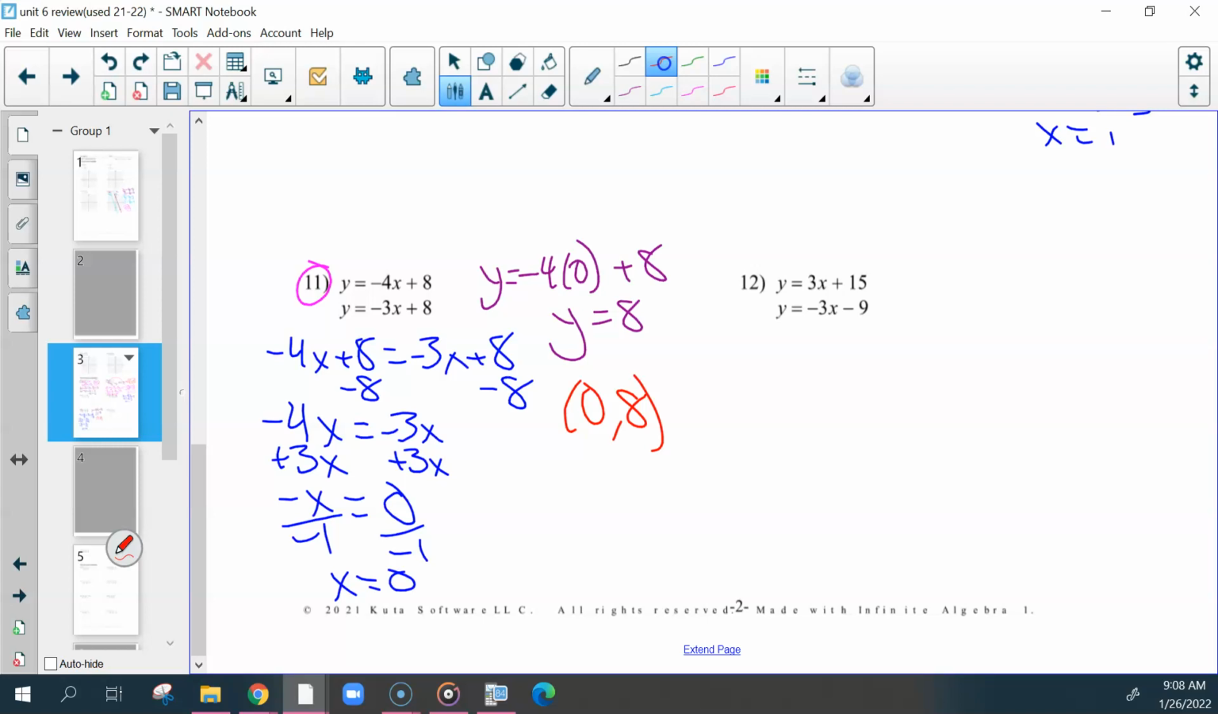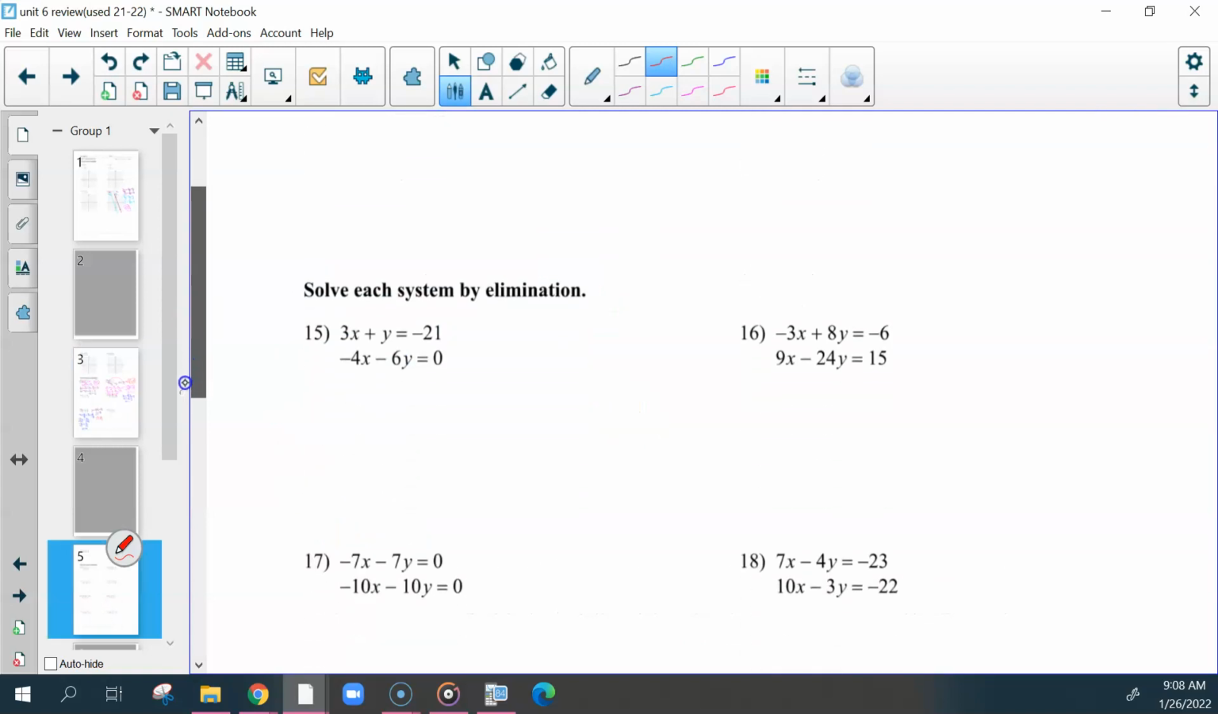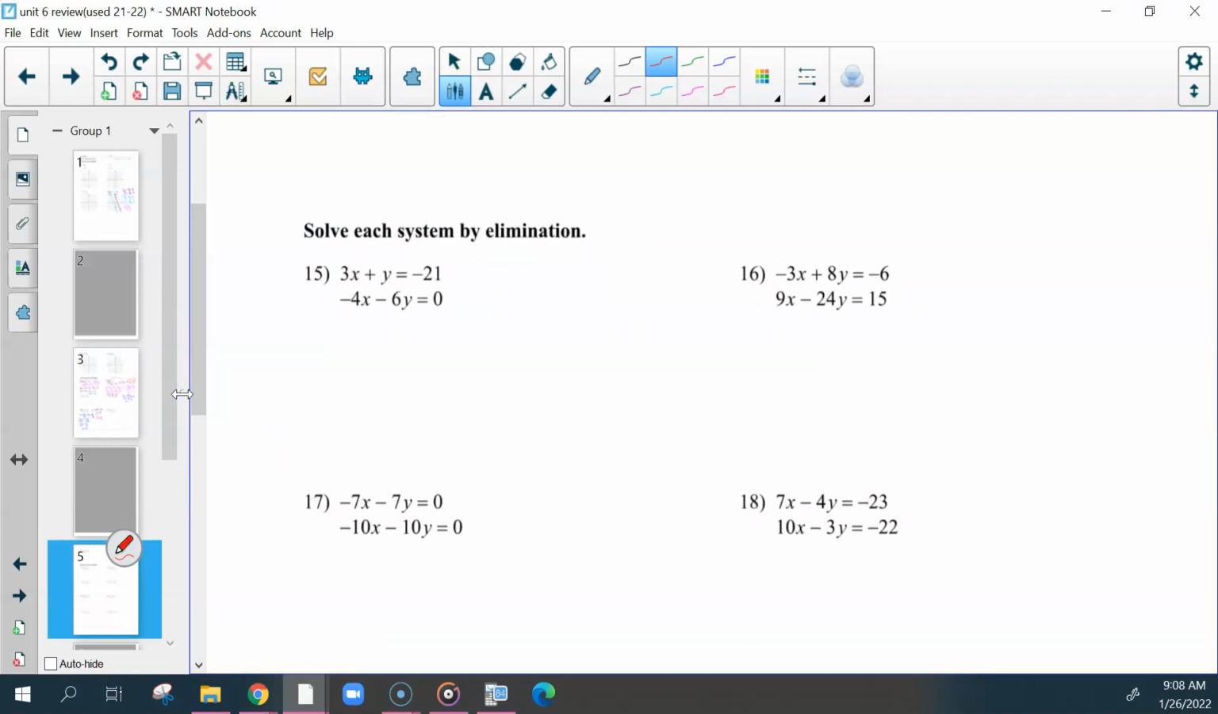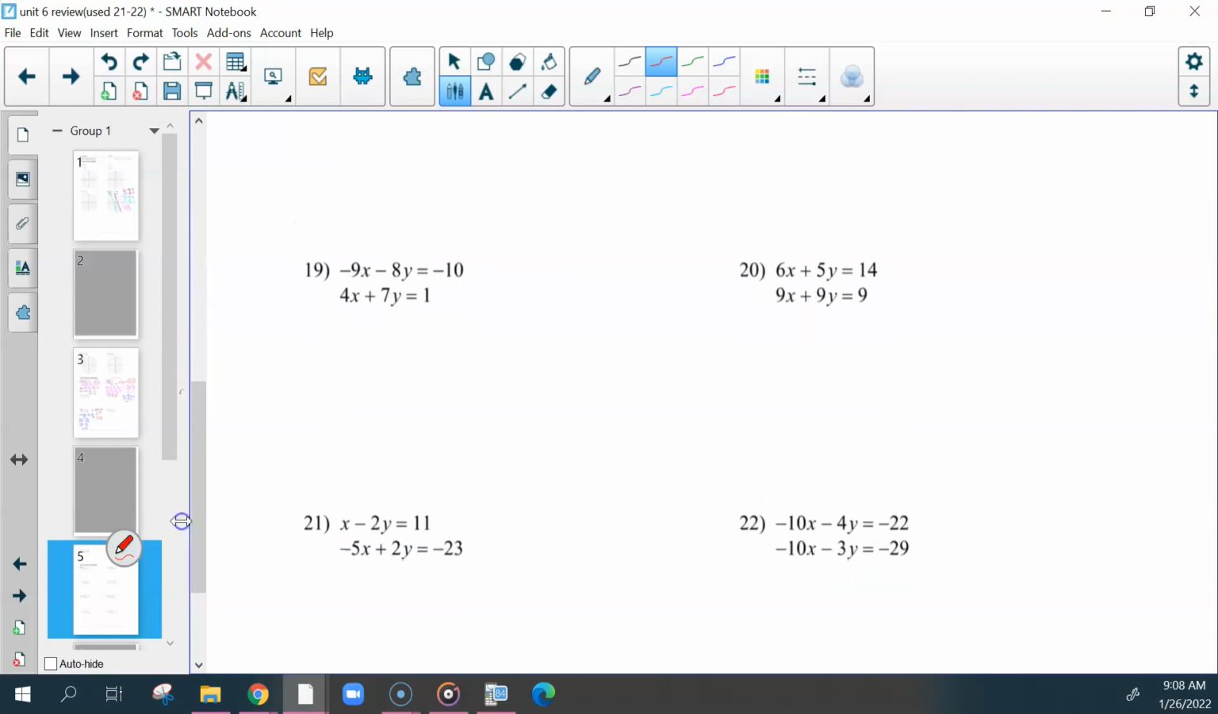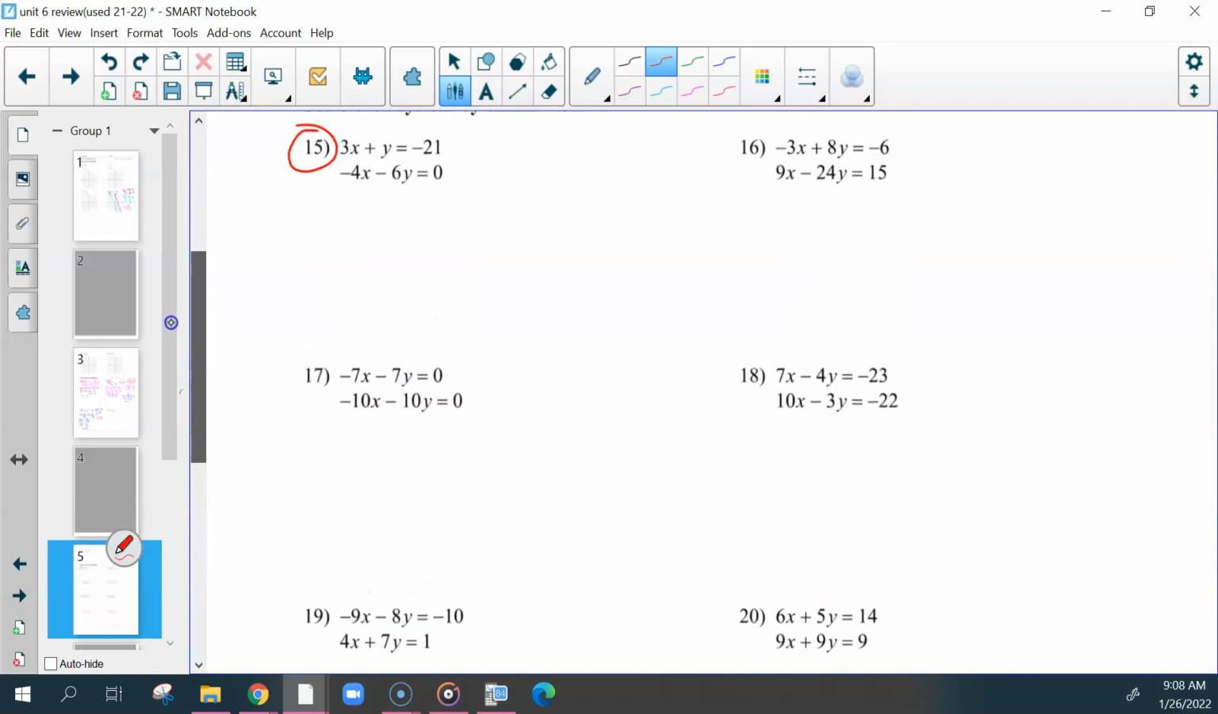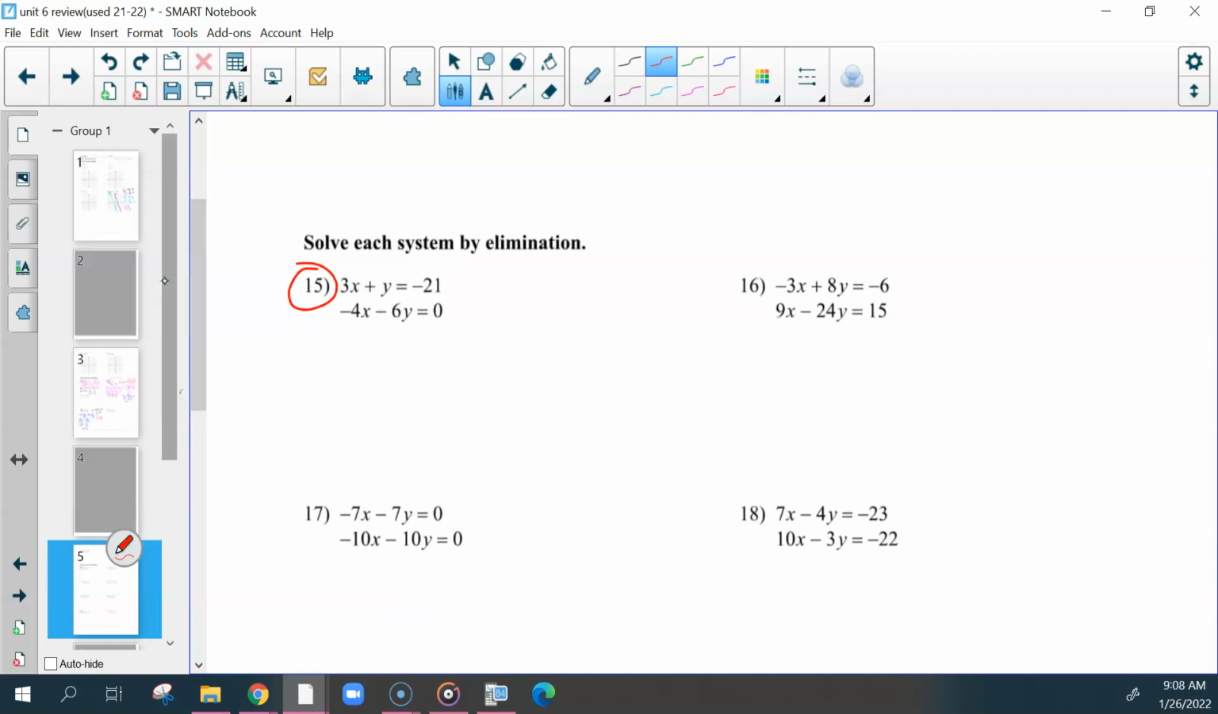We're just going to do a couple of the elimination problems. Which ones did I say? 15 and 21. Remember, with elimination, you need to have the same coefficient. So if you don't have that, you need to make them similar. You can't just add or subtract them if they're not the same.